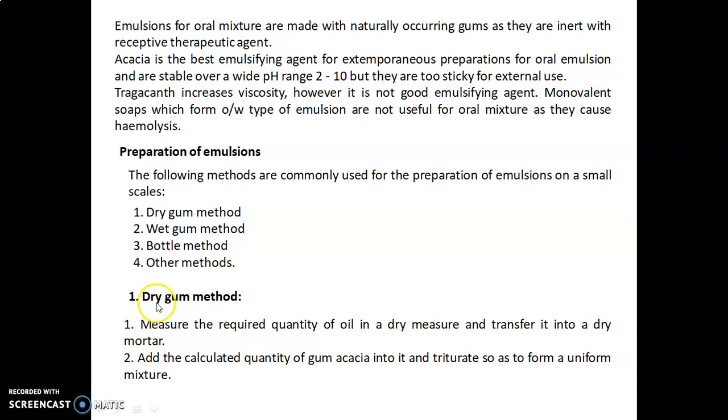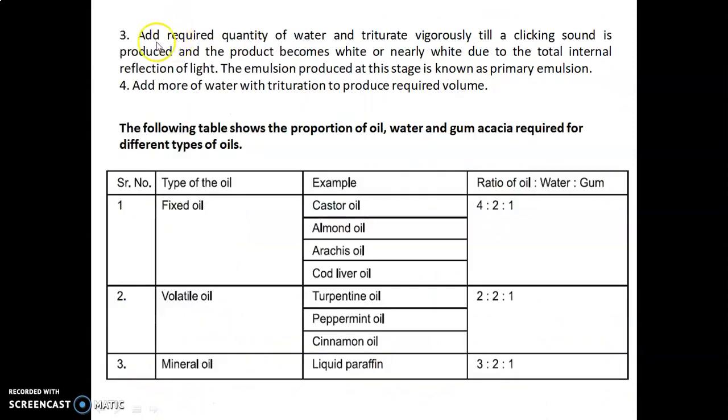First of all, let's discuss the dry gum method. In this, first we measure the required quantity of oil in a dry measure and transfer it into a dry mortar. Then add the calculated quantity of gum acacia into it and triturate to form a uniform mixture. Third, add the required quantity of water and triturate vigorously till a clicking sound is produced and the product becomes white or nearly white due to the total internal reflection of light. The emulsion produced at this stage is known as the primary emulsion. Fourth, add more water with trituration to produce the required volume.